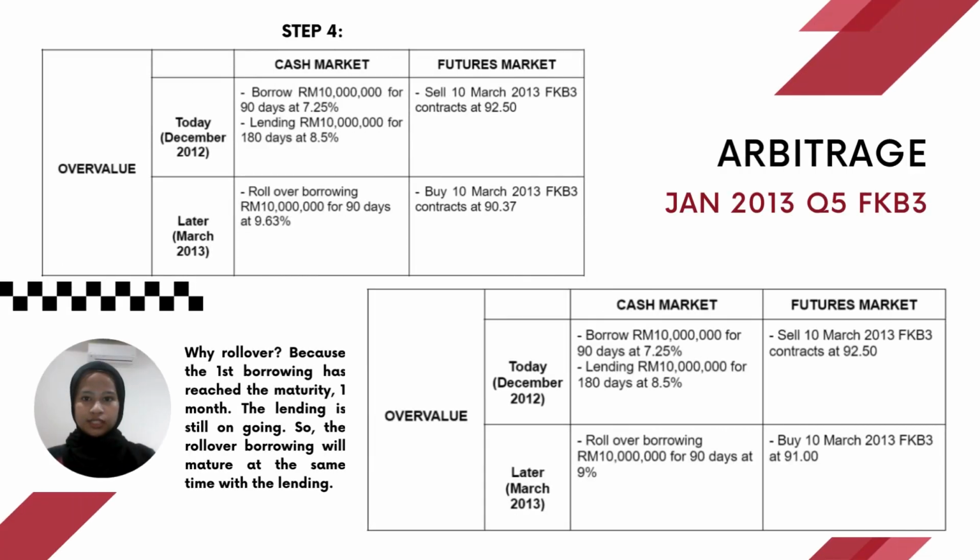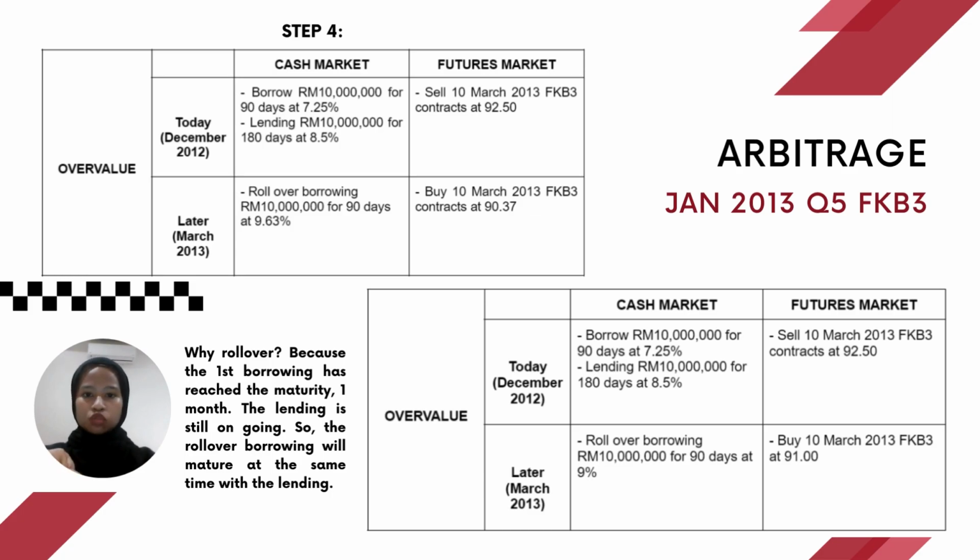So for the next step, you need to find the strategic arbitrage. You need to draw a box which contains the cash market and future market, today and later. And you need to write down the contract, December or March. For the cash market, we need to borrow 10 million for 90 days at 7.25% and lend 10 million for 180 days at 8.5%.